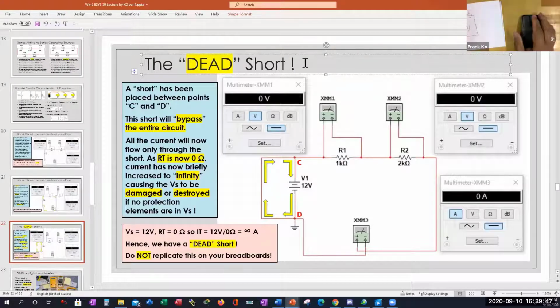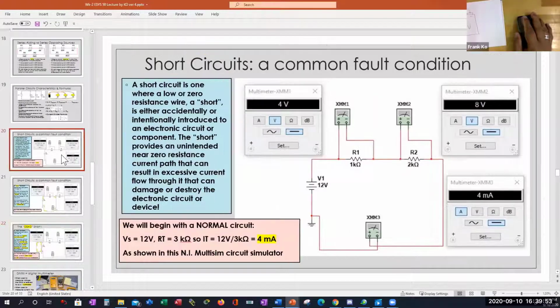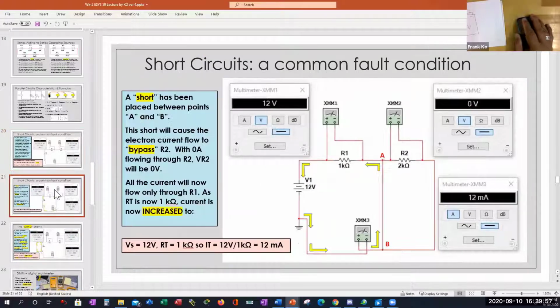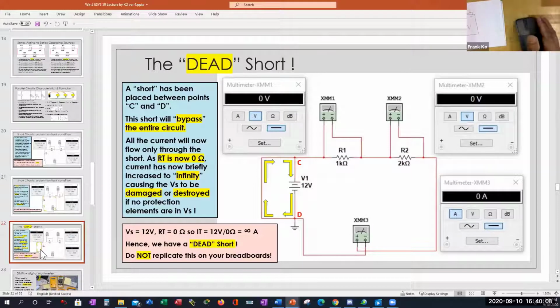But that's what question 10 goes to ask you. It asks you your thoughts about short circuits. So here's a normal circuit again. Here's a short circuit, meaning we put a wire somewhere in here and we bypass a component. A short circuit will increase current. And if that short happens to be across the terminals of the battery, you have a very special short known as a dead short. Everybody okay with those terms?